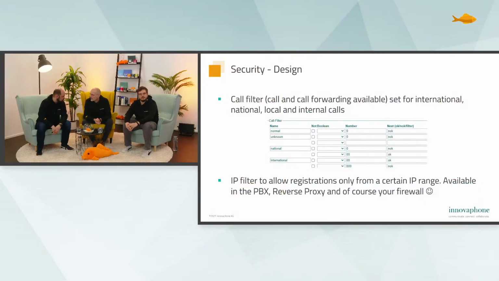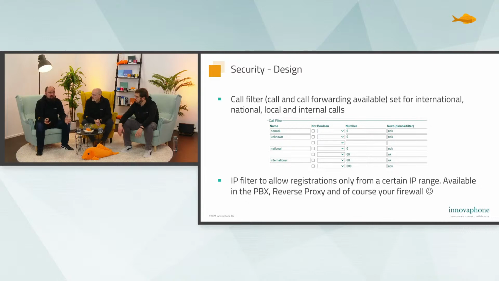But call filter is really important, because in this case, with such frauds, the best security is your insurance. And since you can also establish calls directly from the IP phone, for test and debug purposes, it's really important to restrict such call filters according to destination and also working time. Then we also have IP filters, which restrict from which networks your phone can register. So that's also an important topic to use. And not only on the PBX, you can also filter on the reverse proxy from which networks the reverse proxy can access.